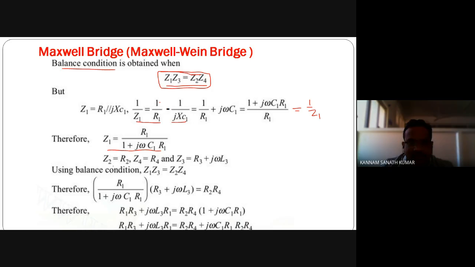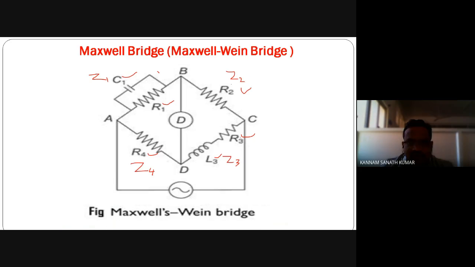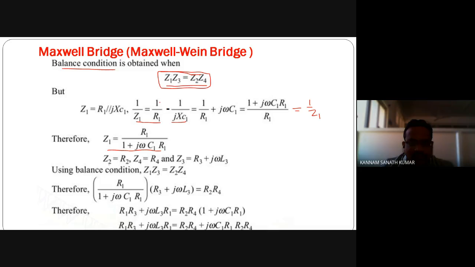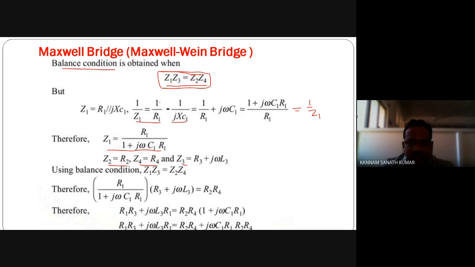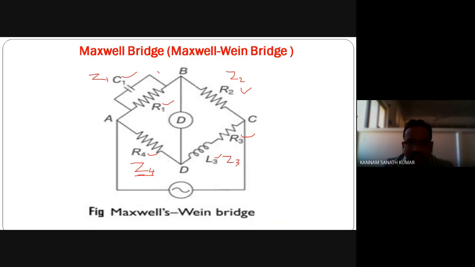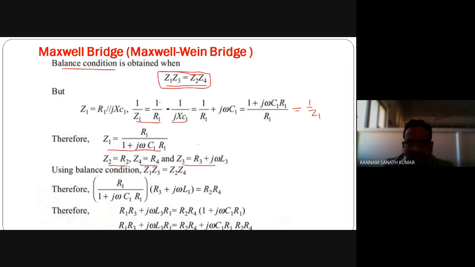And next, Z2 equal to what? R2. So see here, Z2 equal to R2, and Z4 equal to R4, and Z3 equal to what? R3 plus j omega L3. Why? Because here Z3 has resistance R3 and inductance L3, both in series. So that means R3 plus jXL3. The reactance of the inductance is j omega L3. So Z3 equal to R3 plus j omega L3.